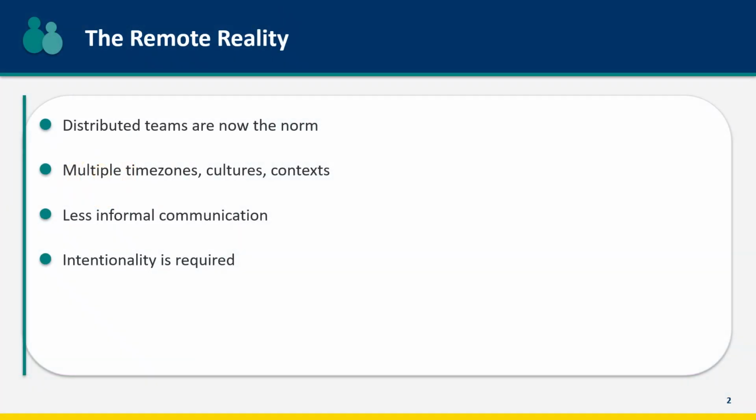Distributed teams have become the norm rather than the exception. Team members span multiple time zones, sometimes with no overlap at all. They come from different cultures with different communication styles. There's less informal communication, no hallway conversations or lunch discussions. This means intentionality is required. What happens naturally in an office must be designed deliberately for remote teams.